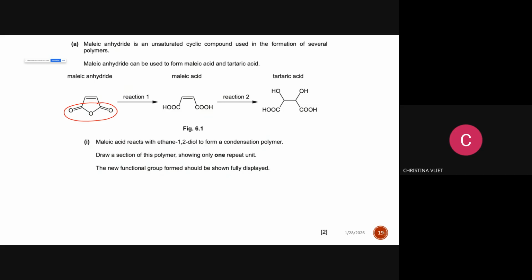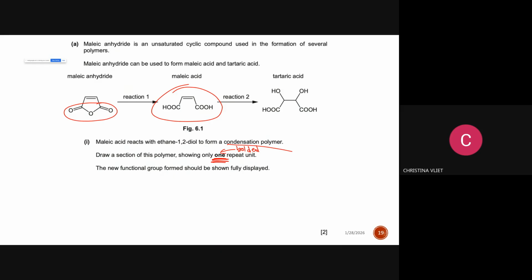So it's a cyclic compound used in the formation. It can be used to form maleic acid and tartaric acid. And then they say, this is the one we care about. Maleic acid reacts with ethane 1,2-diol to form a condensation polymer. Draw a section showing only one. They bolded it, meaning if you do more than one, that's a no-no.